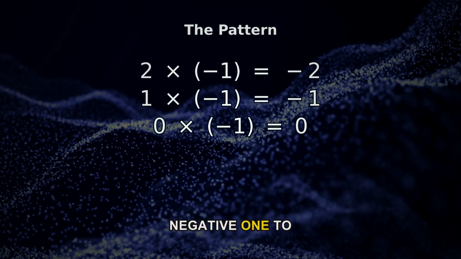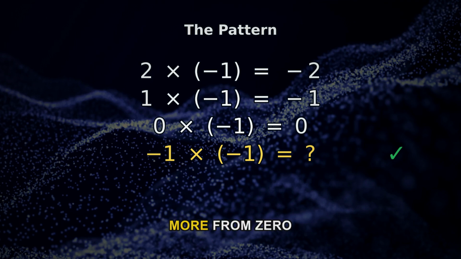Fact 1. Any number multiplied by 0 is 0. Always, no exceptions. Fact 2. 1 plus -1 equals 0. That's just the definition of a number and its additive inverse, its opposite. Now here's the key move.